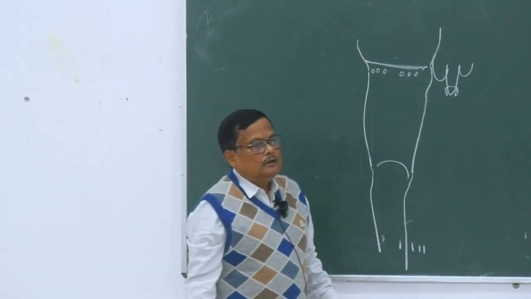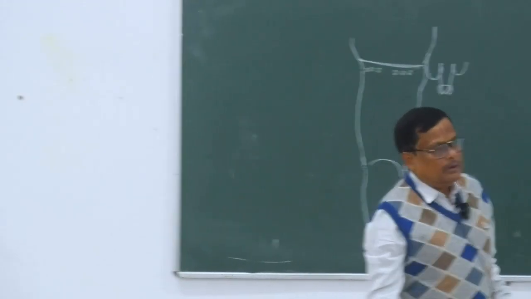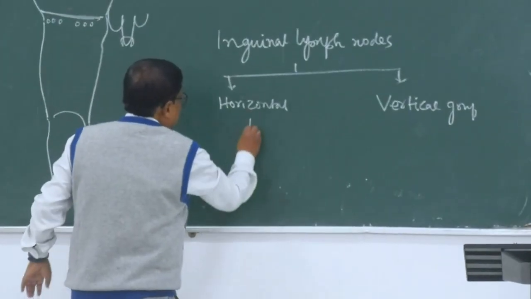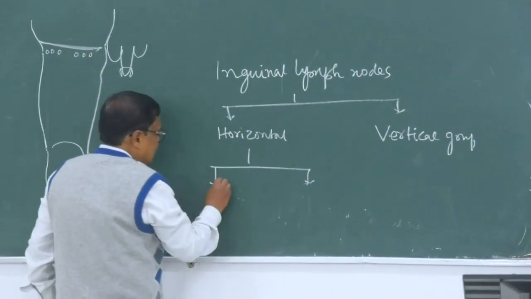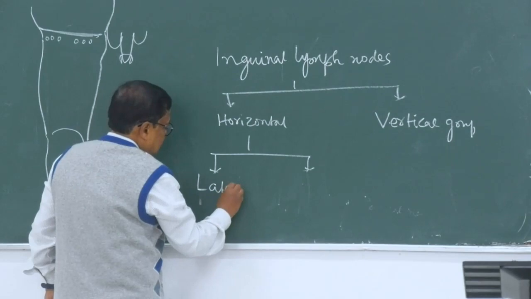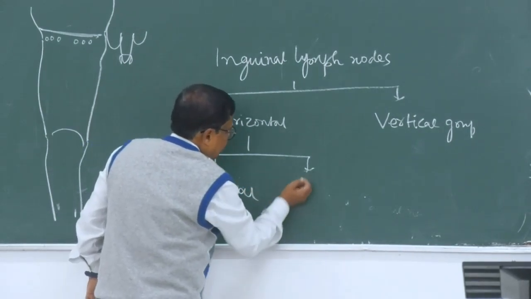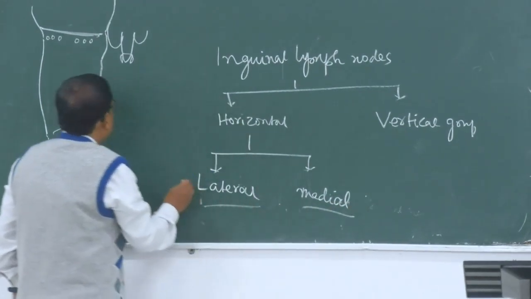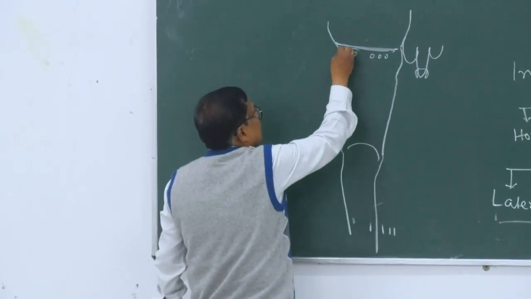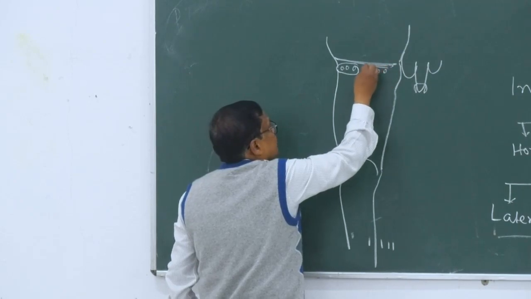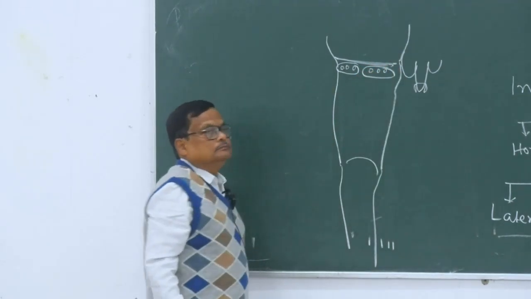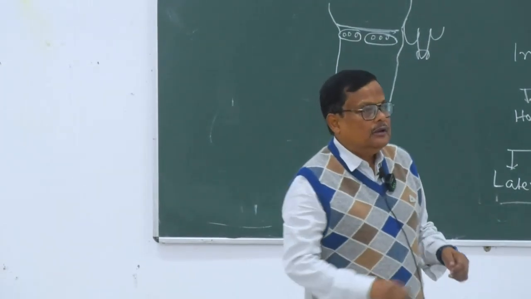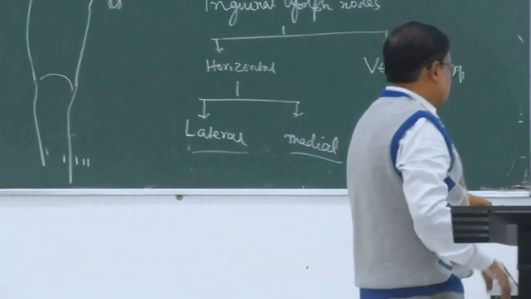Usually 5 to 6 in number, and this horizontal group again divided into lateral and a medial group. This is the medial group, which is situated laterally and medially.